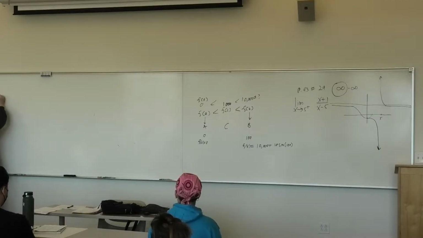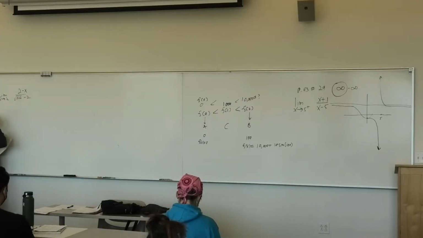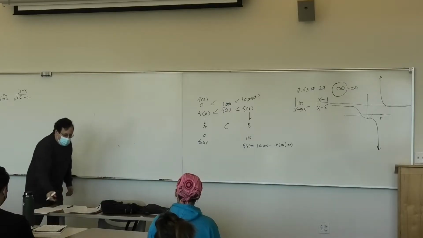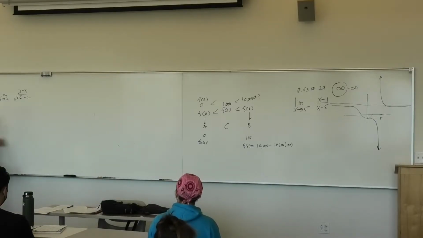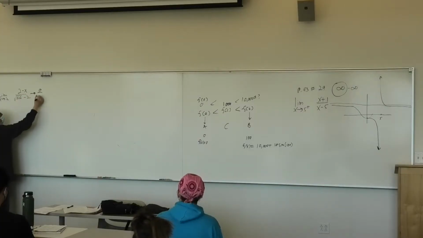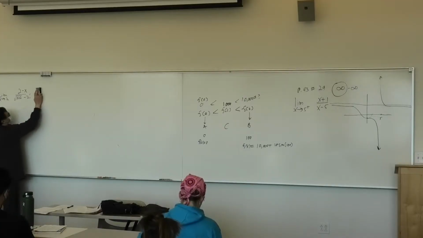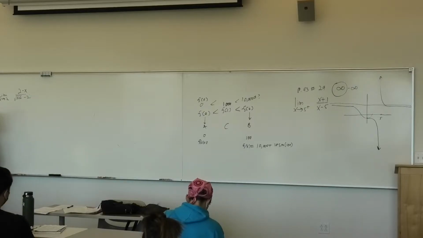Limit as x approaches 2 of 2 minus x over the square root of x plus 2 minus 2. So see right away that the function is not continuous at 2. Because if you just plug in 2, you get what? 0 over 0. So while it may have a limit, it's not continuous. And look at this now.